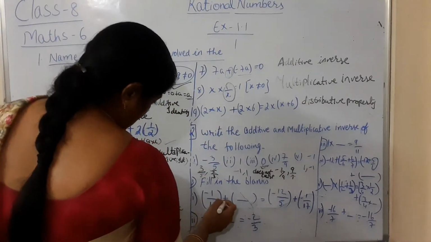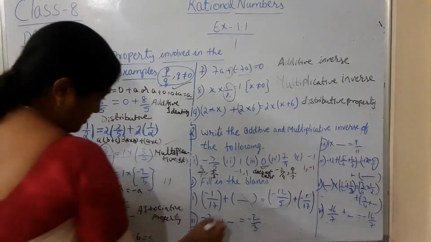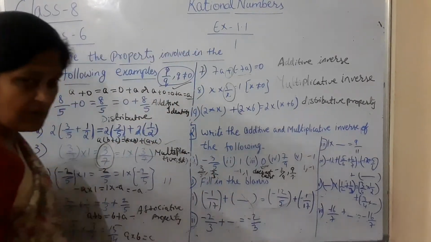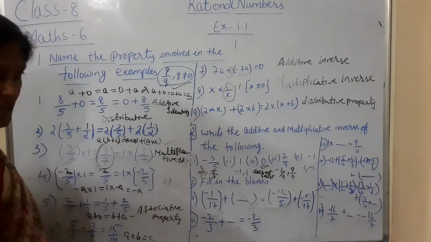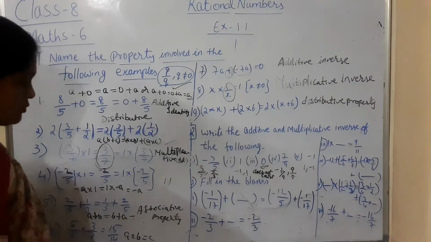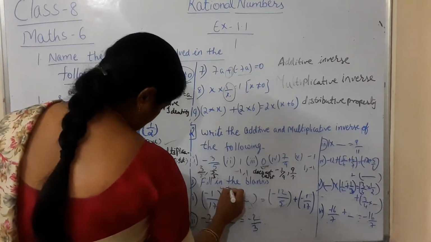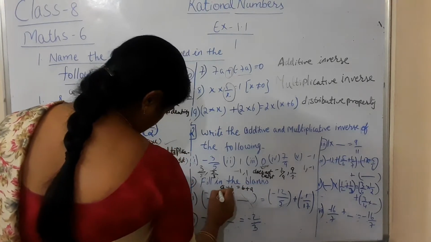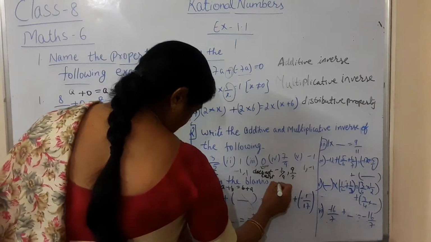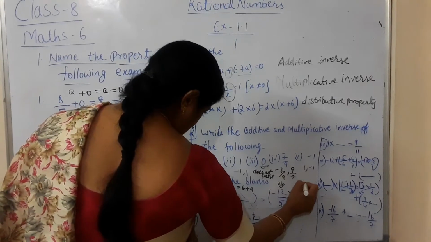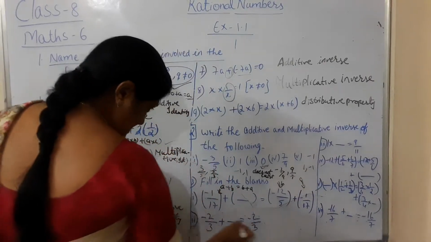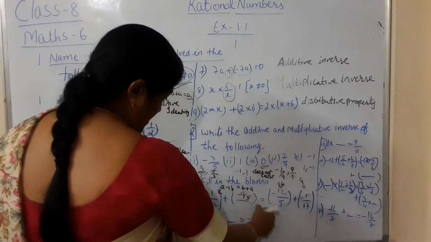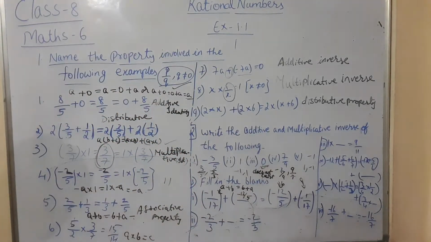Now, minus 1 by 17 plus some number is equal to minus 12 by 5 plus minus 1 by 17. So here you have 1 by 17 and here you have 1 by 17. So this is in the form of what? A plus B is equal to B plus A. So what is missing over here? Here we have our A and this is B and this is A. So A is minus 1 by 17, B is minus 12 by 5. So the number that is missing over here is minus 12 by 5.